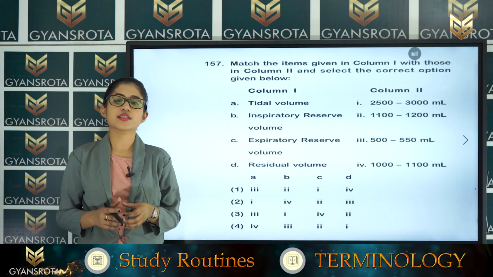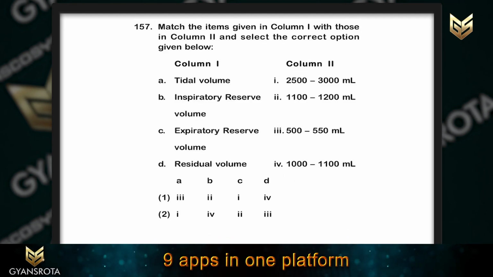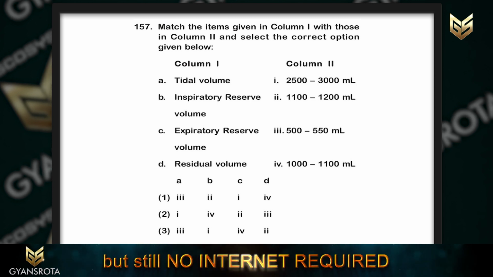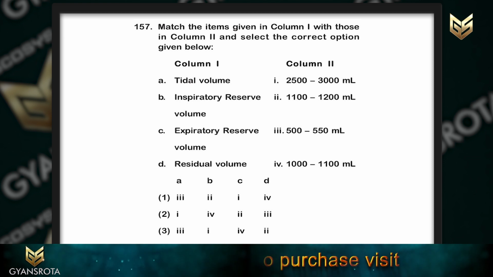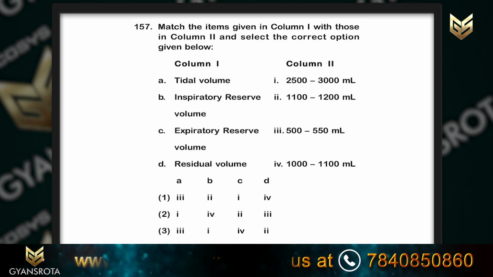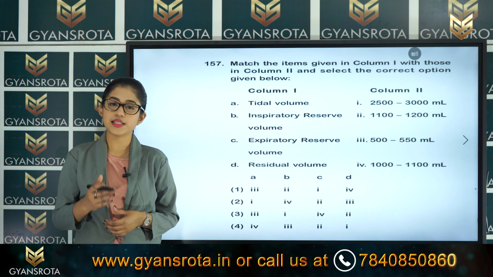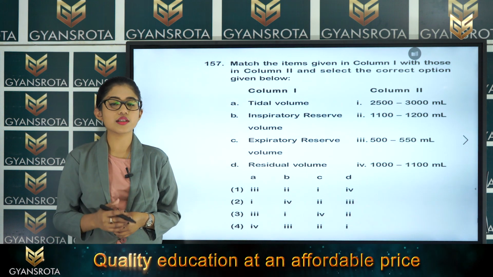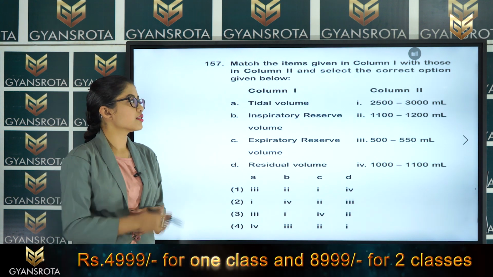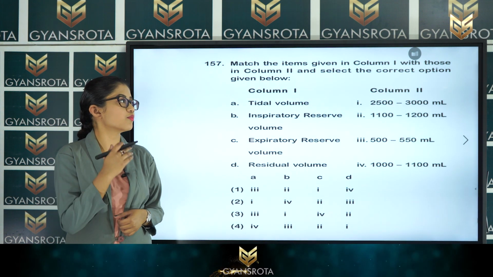Now in the next question, as you can see here, question number 157. Match the items given in column 1 with those in column 2 and select the correct option given below. So in column 1, all the terms are given like tidal volume, then inspiratory reserve volume, expiratory reserve volume and the residual volume, and in column 2, all the values are given. So this question is from the chapter Breathing and Exchange of Gases. We have discussed all these terms in respiratory volumes and capacities. So we have to match column 1 with column 2. Now let's see the result by matching column 1 with column 2.